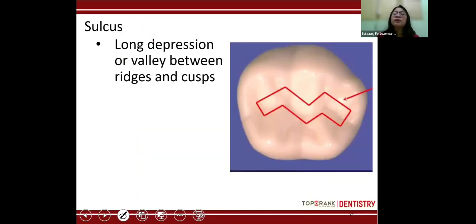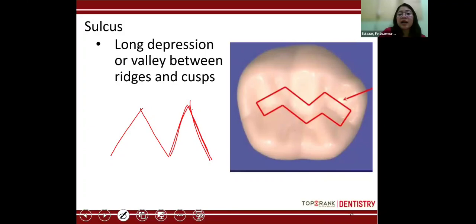Okay, so a sulcus is a long depression or valley between ridges and cusps. Ito from the lateral view. Ihalintulad natin sa mountains yung ating mga cusps. So you're looking at it from the lateral view. So merong ganyan, merong ganyan. Itong entire thing na to, yung depression na yan ang sulcus.